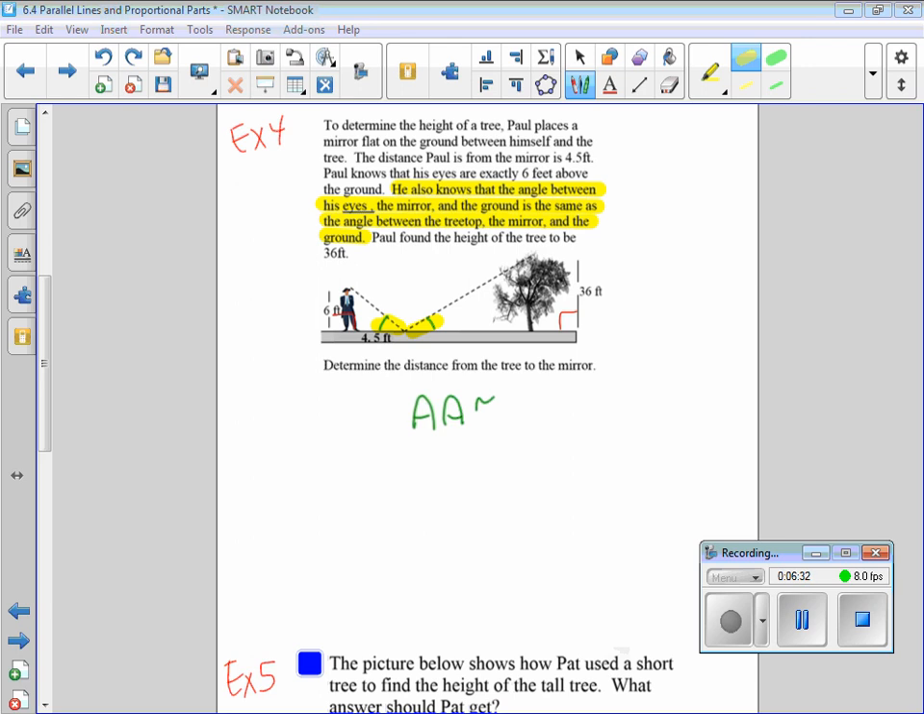Now I can write some proportions. So if you haven't done that yet, go ahead and put me on pause and see if you can write your proportions. Don't just watch me do it. Go and do it on your own and think through it.